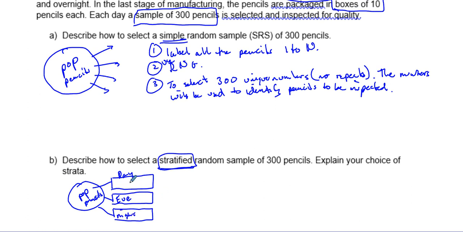And so what we're going to do is take a random sample, an RS, of each one of these strata. We're going to take 100 in each one of these groups. So we're going to take a random sample of 100 in each one of these groupings. We call these strata. And so how would we do this?